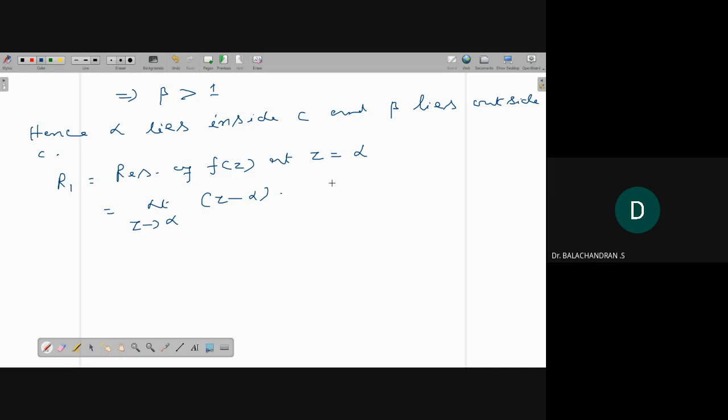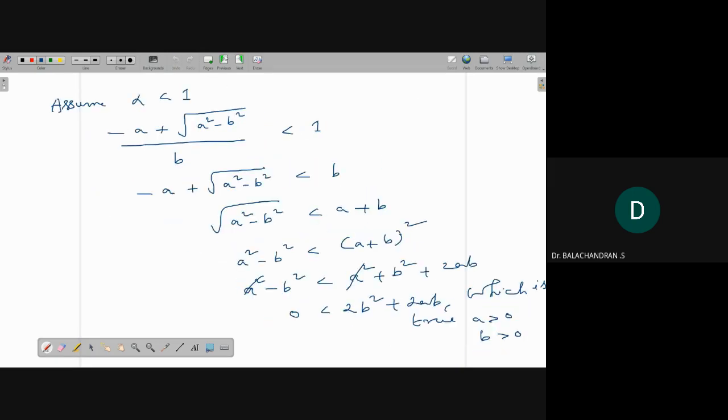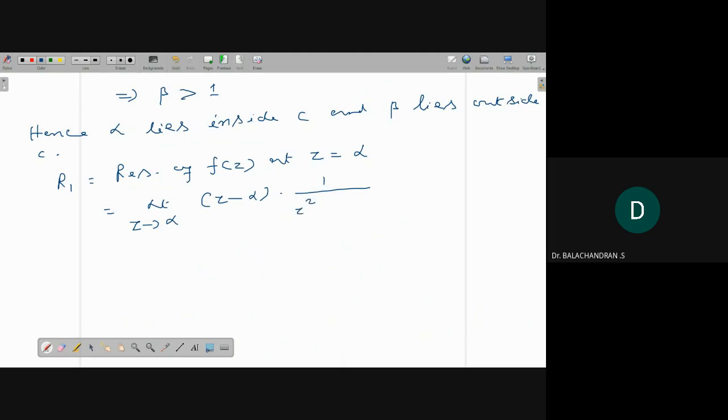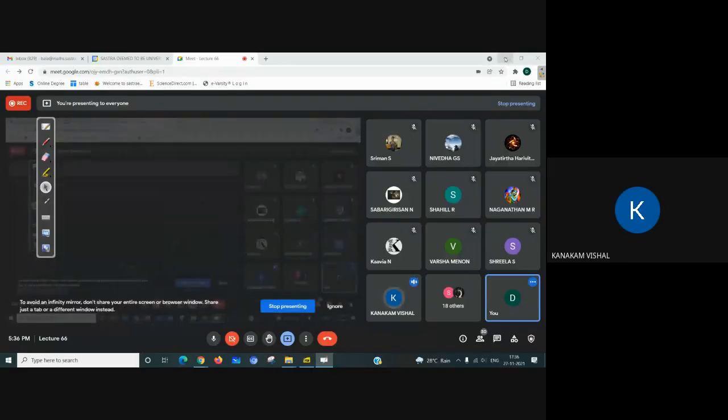So please tell f of z: 1 by z square plus 2a by b z plus 1. Yeah, z square plus 2a by b z plus 1.